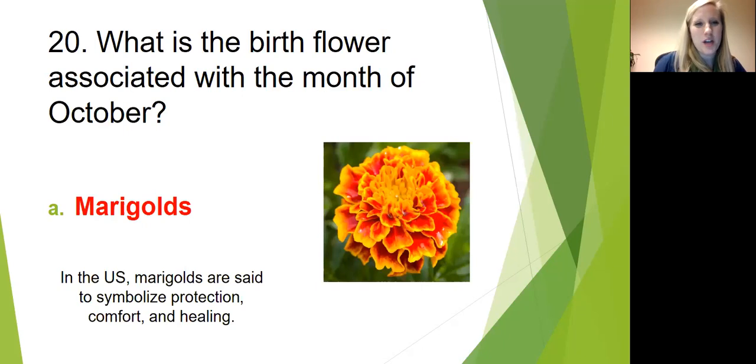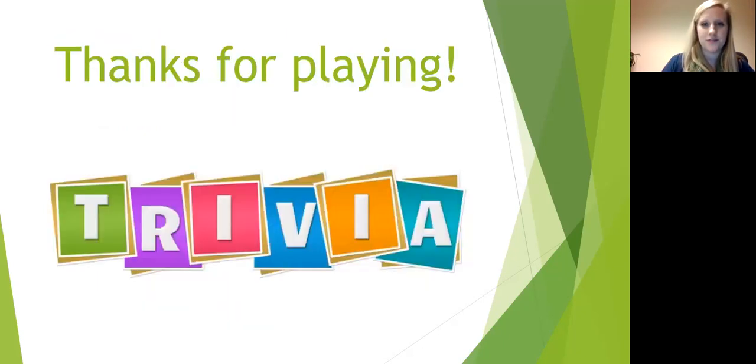And our last question for today, question 20, what is the birth flower associated with the month of October? And the answer was A, marigolds. In the US, marigolds are said to symbolize protection, comfort, and healing.